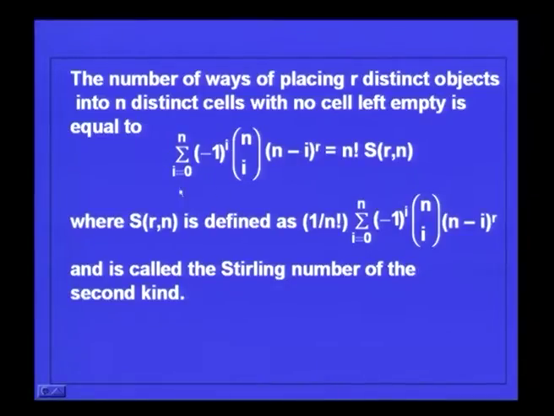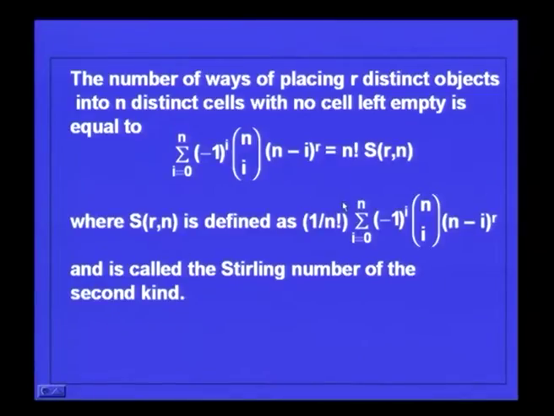So, when you want to say that the cells are all identical or non-distinct, you have to divide it by n factorial, right. So, this should be divided by n factorial to get the answer when you want to distribute r distinct objects into n non-distinct cells. And this whole expression is written as n factorial into S(r,n), where S(r,n) are known as Stirling numbers of the second kind.